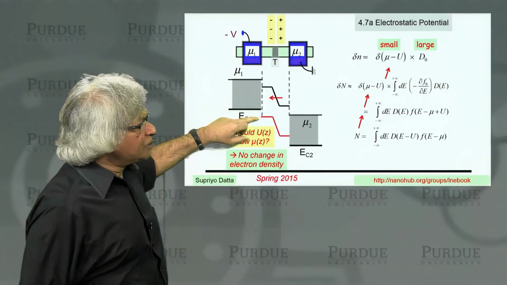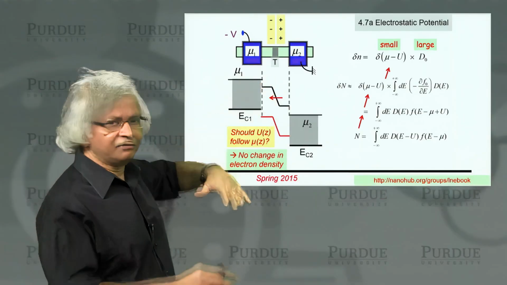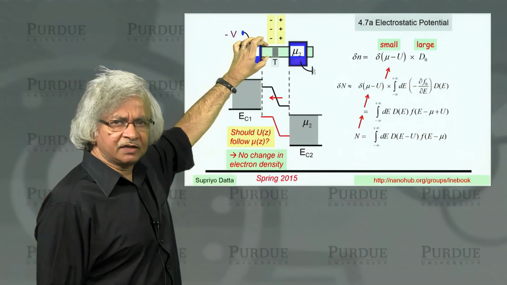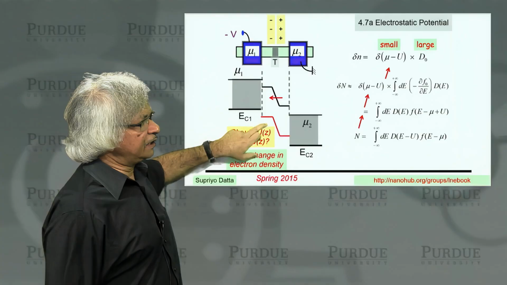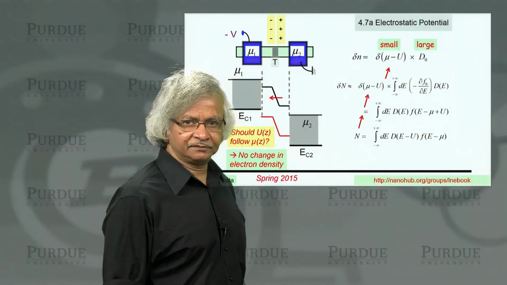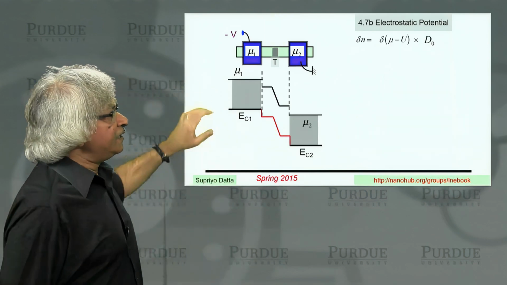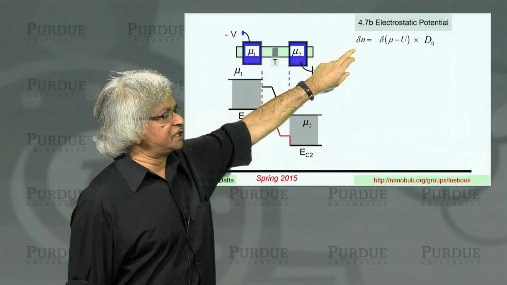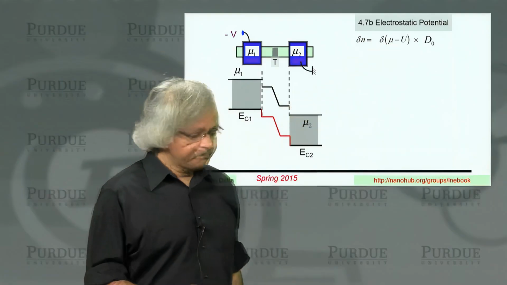But the point is that usually we are not quite in this limit. This is true only if you had a very conductive medium. More generally, especially when you're talking of small structures and semiconductors, the density of states is really not high enough to make that argument. So in general, what would you see? Well, in general, the way the math goes is something like this. We still have this relation between delta n and delta mu minus U.